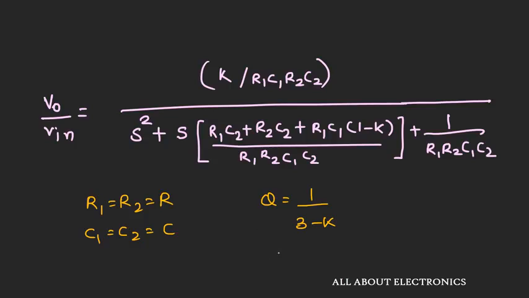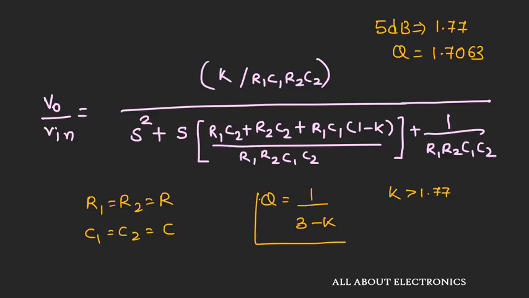Now if you closely see this example, we have also been asked to get a gain of 5 dB, which corresponds to the value 1.77. And for this design, we have just found out that the value of Q should be equal to 1.7063. Now if you put the value of Q equal to 1.7063, then the value of gain will be more than 1.77. So in this particular example, we will not go through this procedure. Rather, we will go through a different procedure.